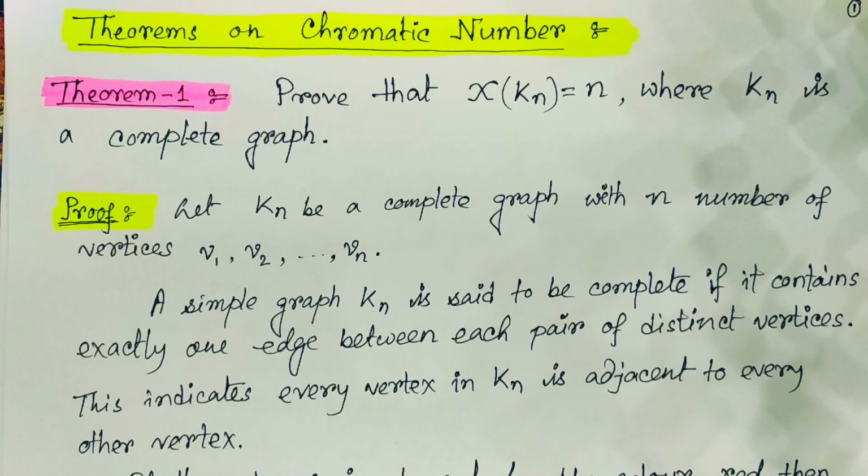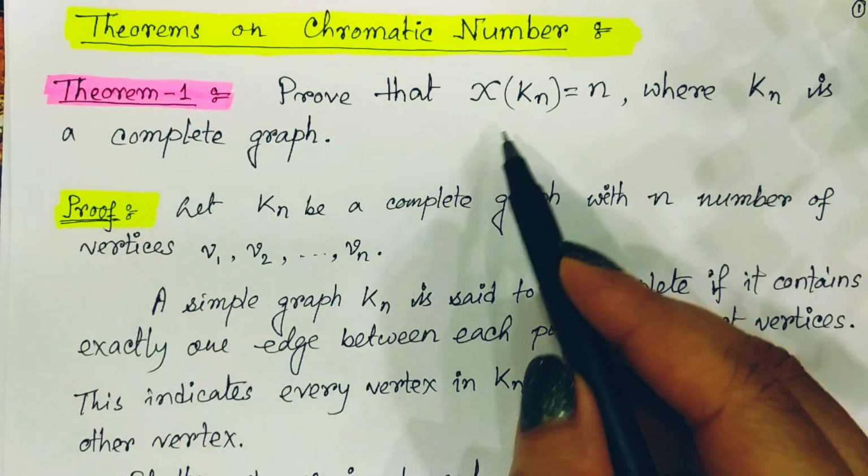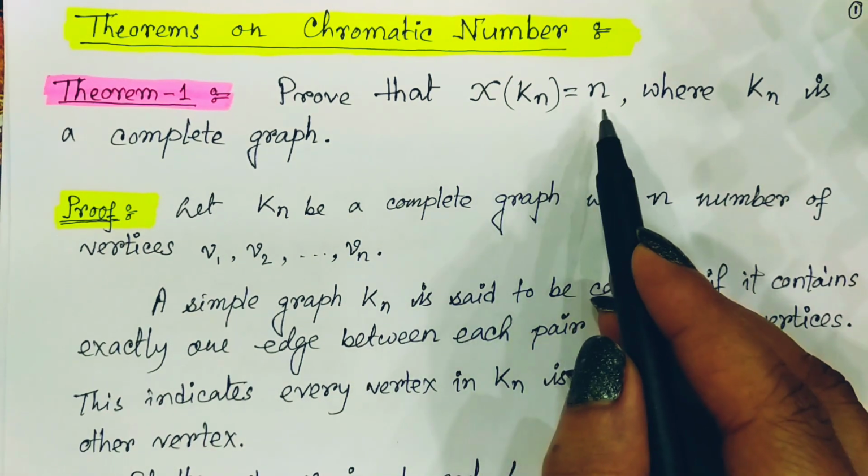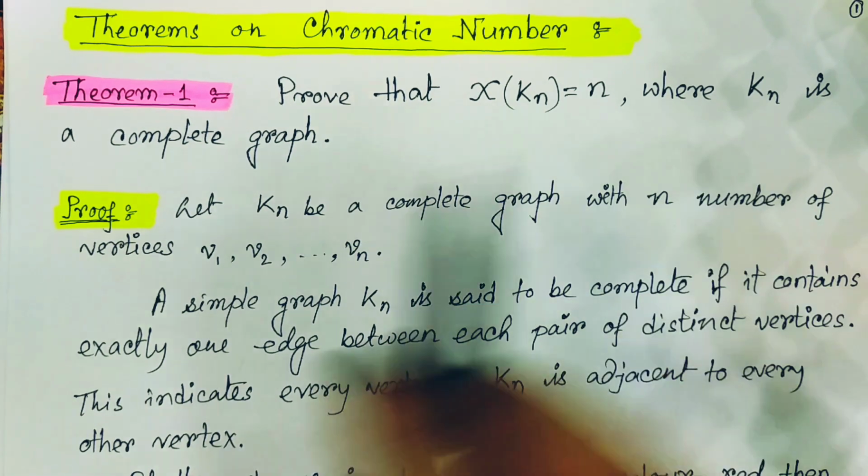In our last video lecture, we came to know about the chromatic number of a graph. In this video lecture, we are going to discuss some theorems on chromatic number. So the first theorem is: prove that the chromatic number of Kn is equal to n, where Kn is the complete graph.